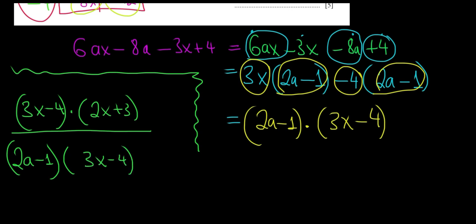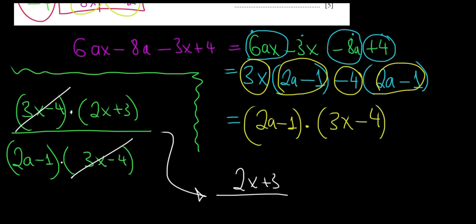As you can see, I have pretty much the structure I was mentioning in the beginning of the question. I have two brackets on the bottom, and then because I have multiplication I can treat all of this as terms that can be simplified. So is it possible to do something? 3x minus 4 and 3x minus 4 is possible to simplify, meaning that the final answer is going to be 2x plus 3 over 2a minus 1, and that's going to be it. Hope this all makes sense, and we are done.